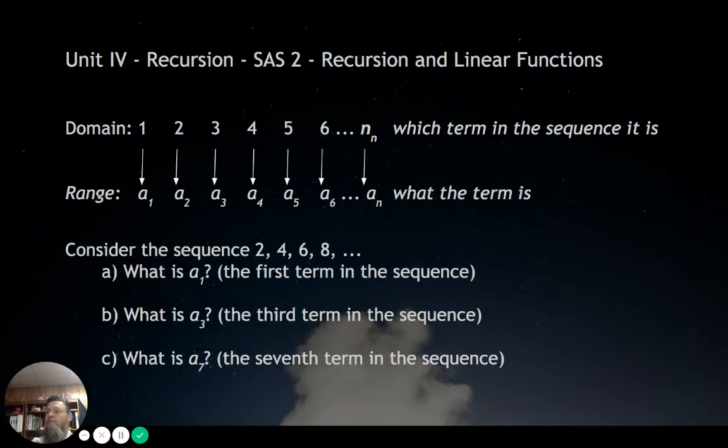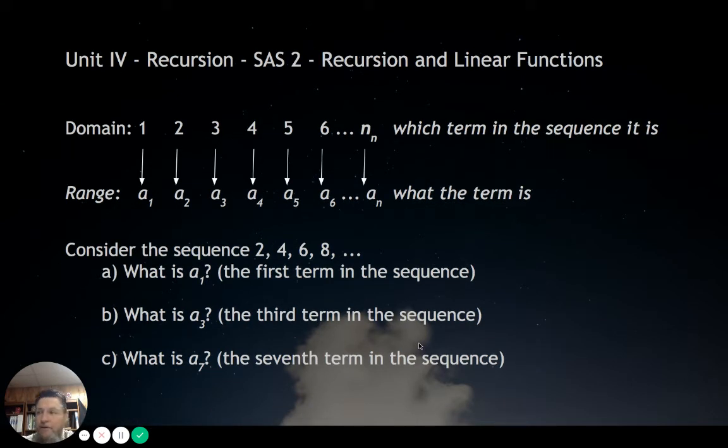All right, so consider the sequence 2, 4, 6, 8. What is the first term in the sequence, or a subscript 1? Let me back up. The first term in the sequence, obviously, is 1. What is the third term in the sequence? A3 is 3. Okay, well, we don't know. 2, 4, 6, 8. It's not 1. A1 is 2. That's the first term in the sequence. A subscript 3, or the third term of the sequence, is 6. The 7th term, we skip count and we can do it easy.